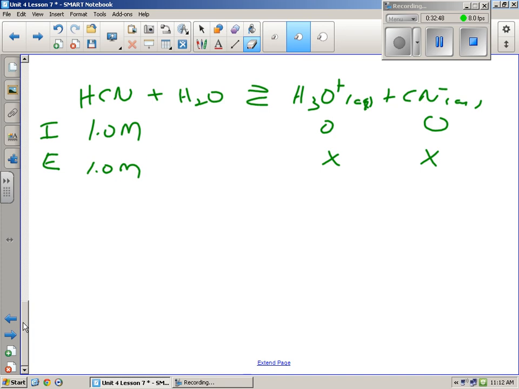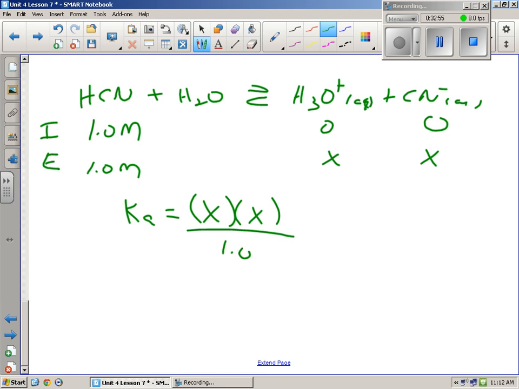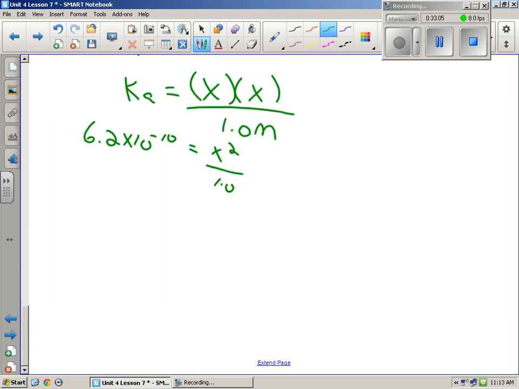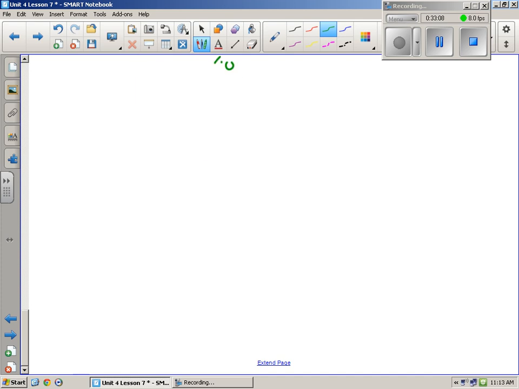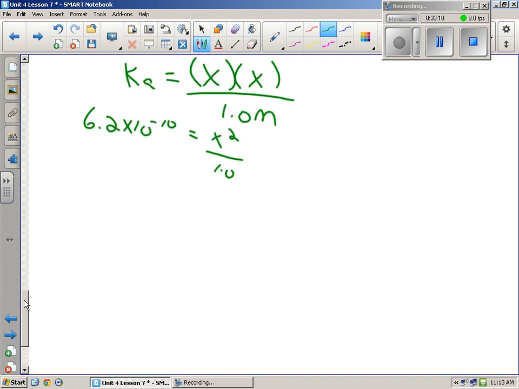Get over it. And then I'm going to do my Ka thing here. I'm going to say x times x over 1. I'm going to put in my Ka value, which of course is 6.2 times 10 to the negative 10, which is x squared over 1. I'm going to solve for x squared, so x squared is going to be 6.2 times 10 to the negative 10 times 1, yes? So x is going to be what?